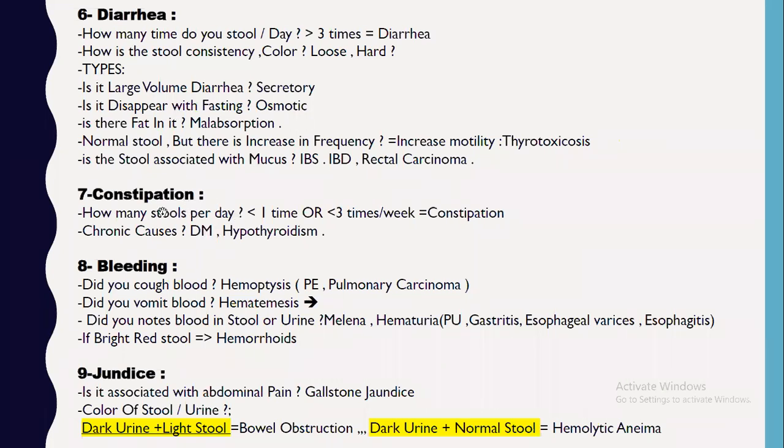Constipation is almost the same. How many times stool per day? If it's less than 1 time per day, or less than 3 times per week, this is constipation. So when you diagnose constipation, it is less than 1 time per day, or less than 3 times per week. Diarrhea is more than 3 times per day. Chronic causes of constipation: diabetes, hypothyroidism.